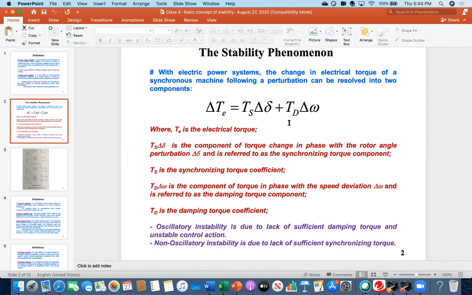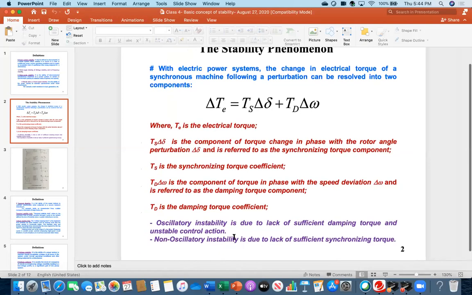So therefore, I have summarized: oscillatory instability is due to lack of sufficient damping torque and unstable control action. Even though some dampers might provide torque, in the network there are many control systems. One of the control systems has been unstable, and that is causing oscillatory instability. And non-oscillatory instability means the lack of sufficient synchronizing torque. So you will keep these two points in mind.